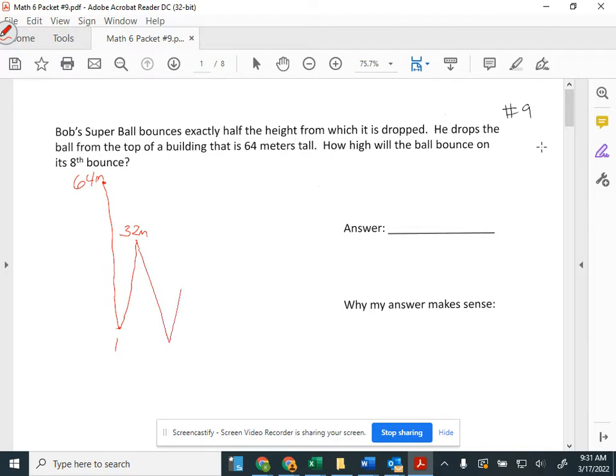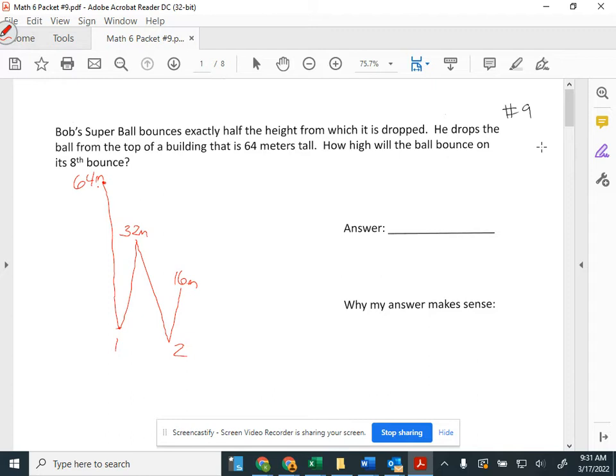Then it bounces down and bounces up half. That's our second bounce. If it's half every time, what's our next bounce going to be, Will? This one would be 16 meters. Notice how I'm labeling my bounces. I'm labeling my height as I go. You want to go all the way to that 8th bounce. How high up does it go for the 8th bounce?